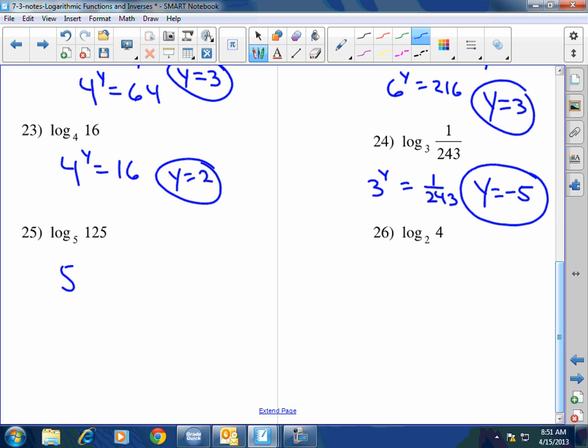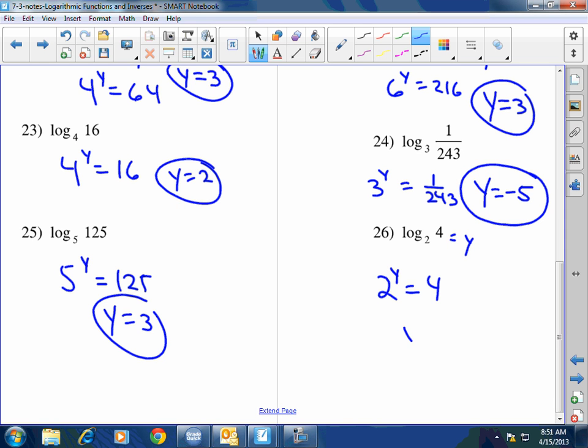5 to what power equals 125? 5 to the 3rd power. Yes, not 5. It's 3. Relax, guys. Relax. And then 2 to what power equals 4? Remember, 2 to the squared. Exactly.